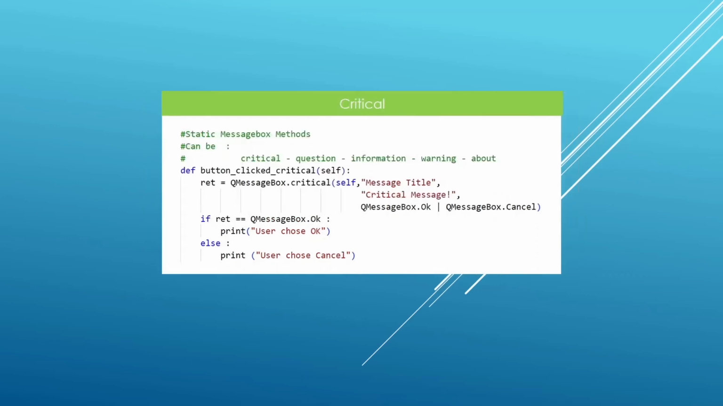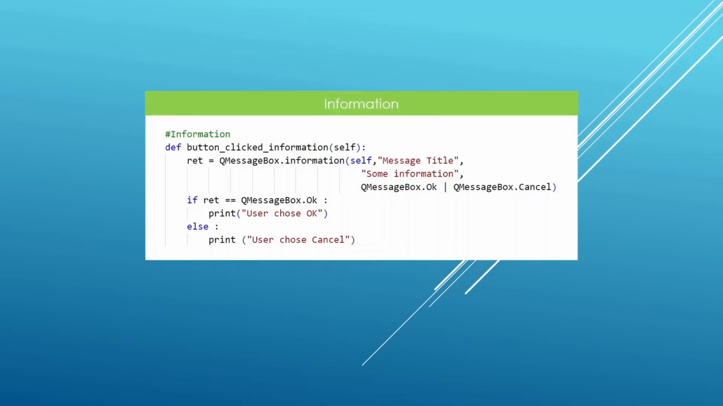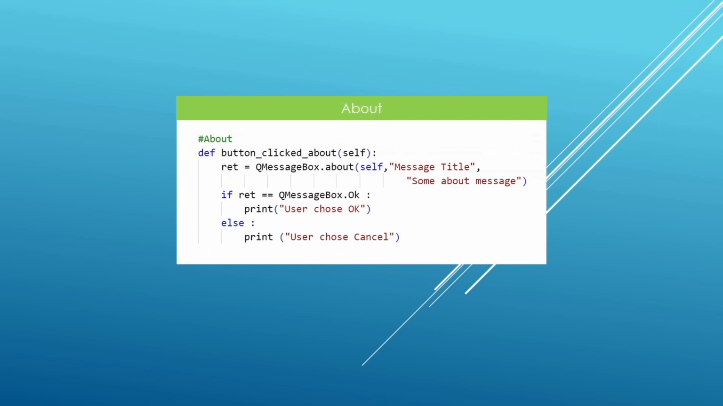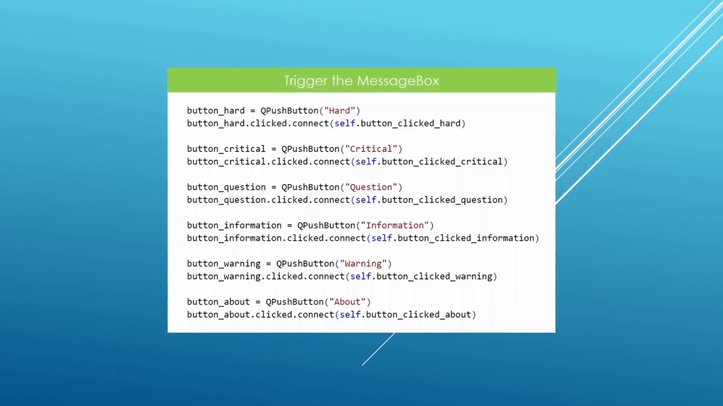If you call the critical method, you will get a critical message box. And we can keep going on, really going through them all. We have a warning one, we have an about message box. And here you see how you can trigger those message boxes.